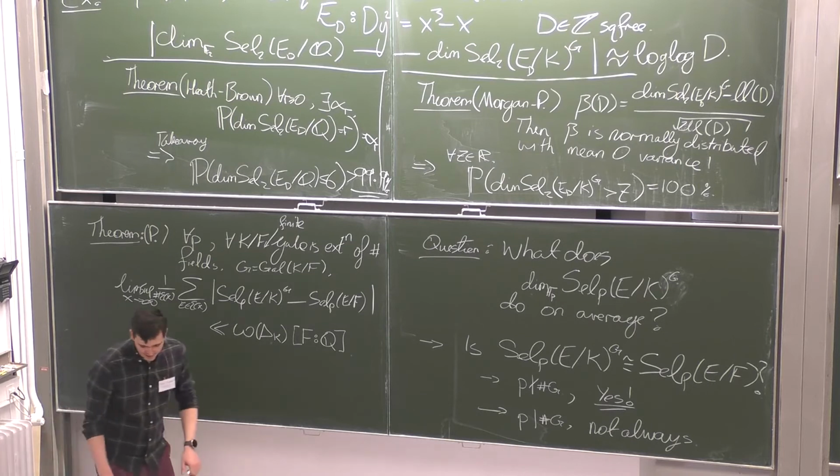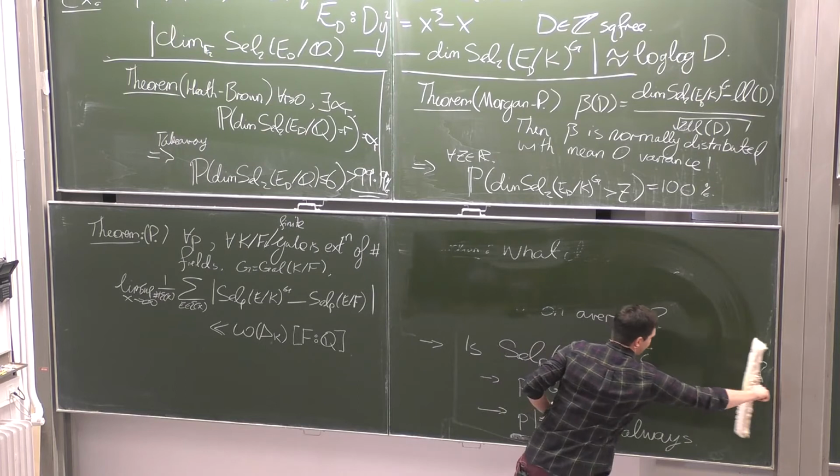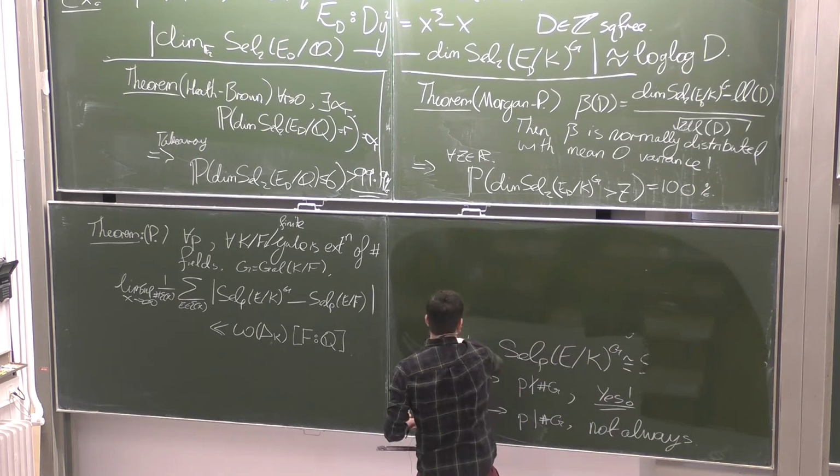So I want to give a very quick overview of the ideas that go into the proof of this. I think they're quite nice.